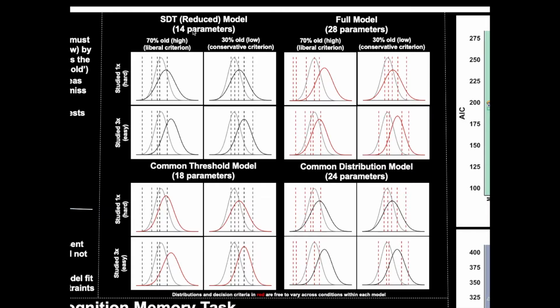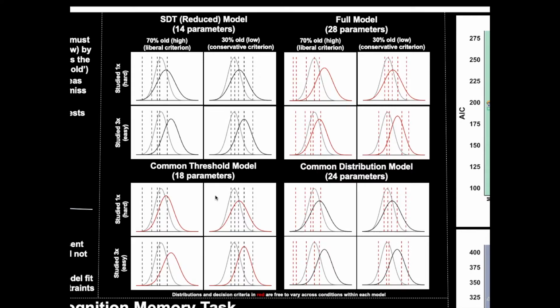In the signal detection theory or reduced model, the decision criteria remained fixed across the discriminability conditions, and the target distributions remained fixed across the criterion conditions. In total, there are 14 parameters: 10 decision criteria parameters, and 2 mean and standard deviation parameters for the target distribution.